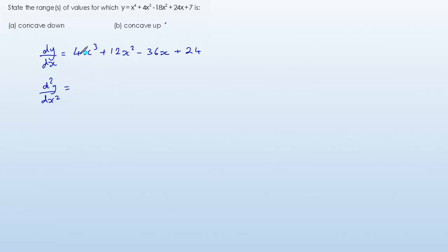is going to be 12x squared plus 24x minus 36.